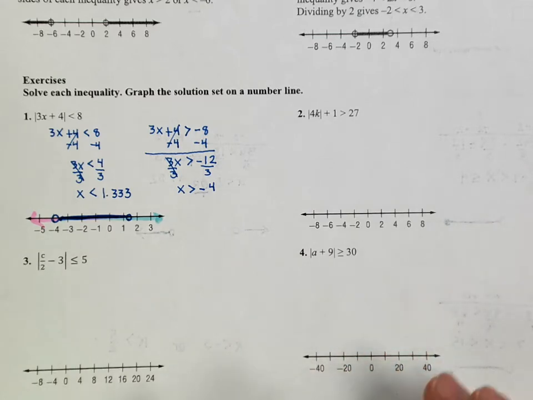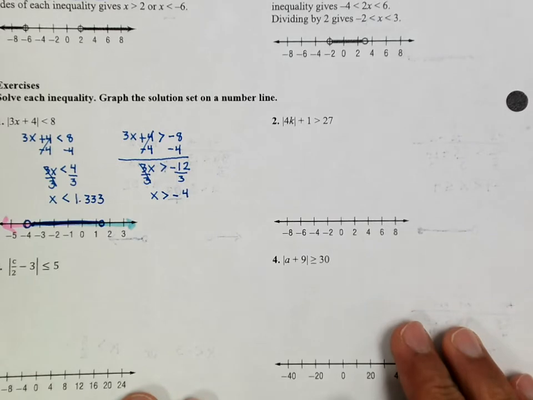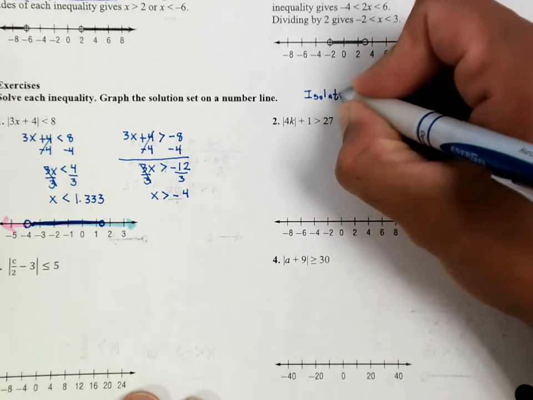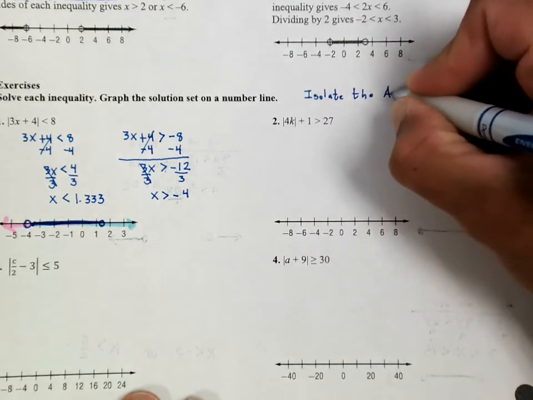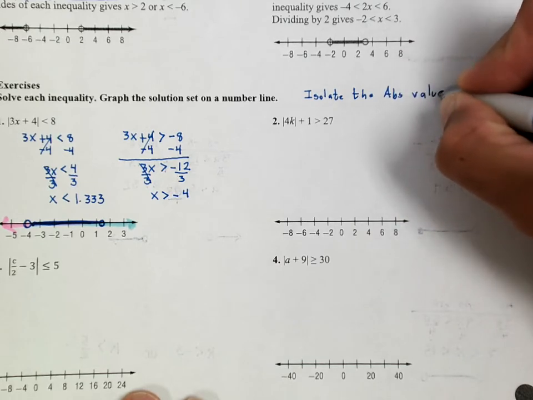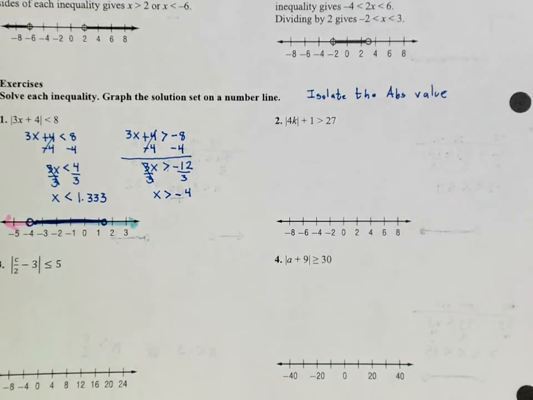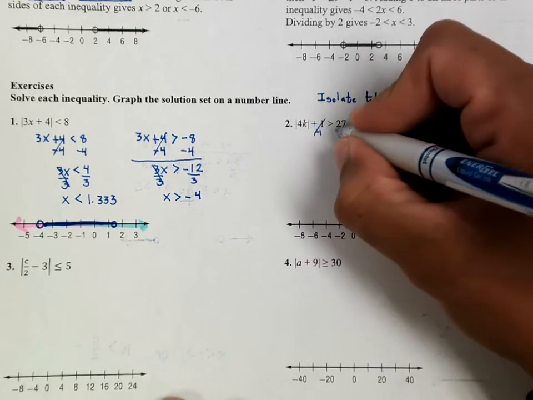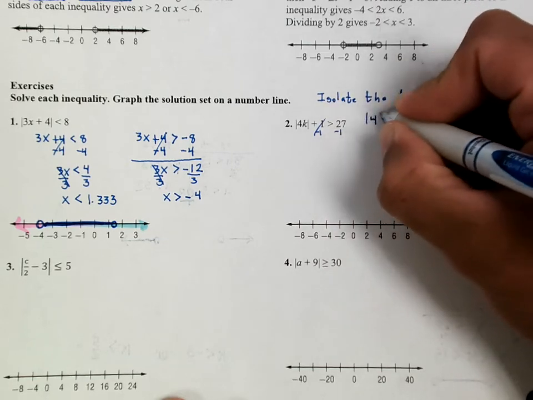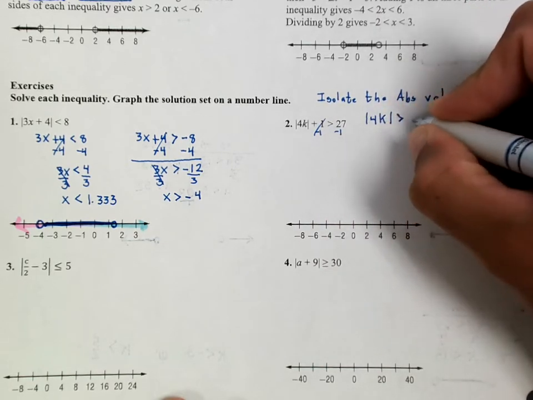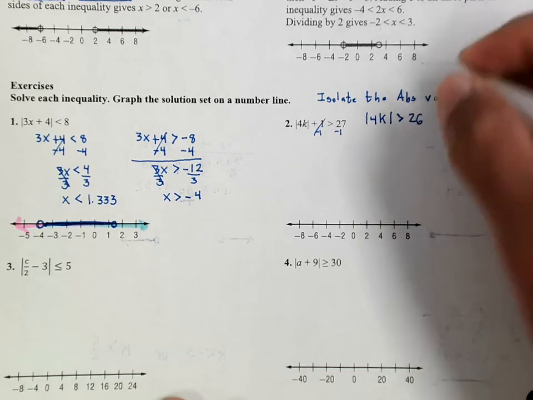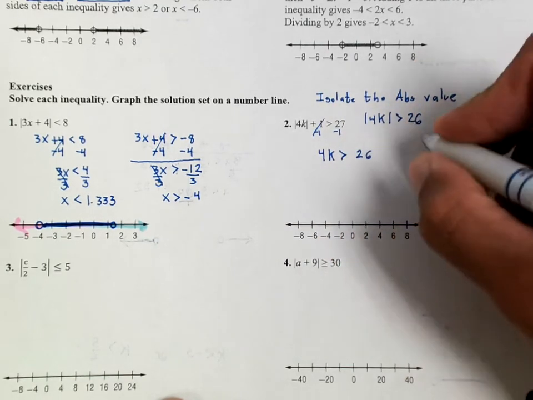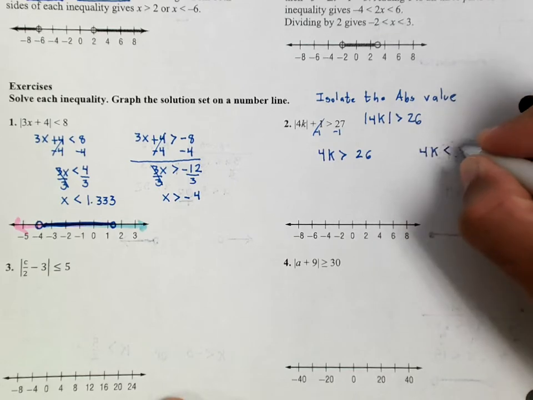Okay? Now, on number 2, we must isolate the absolute value, if it's not already. So if I'm isolating the absolute value, I must subtract 1 before I do anything else, and I get the absolute value of 4k is greater than 26. And this one's going to be a pretty quick one. So I have two cases. I have 4k is greater than 26, and the other case is 4k is less than negative 26.